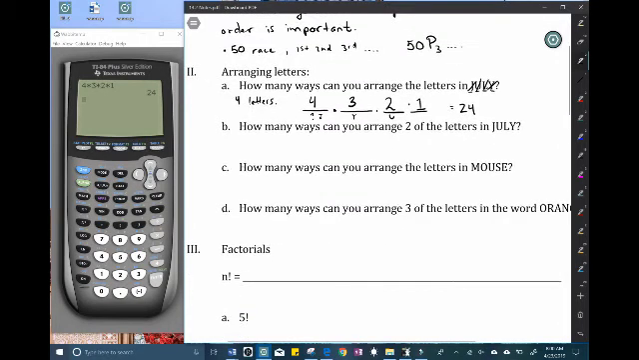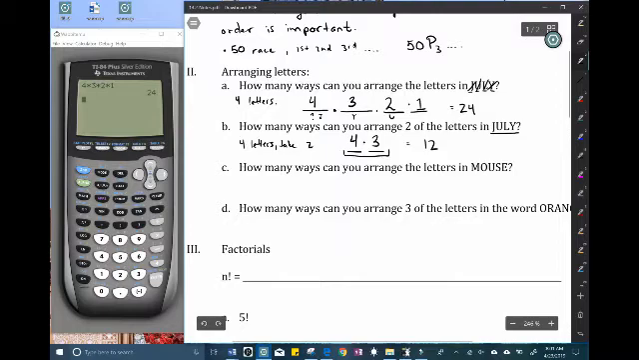Now let's say we just want to arrange 2 of the letters. Again, there are 4 letters total. We want to take 2, so we have 2 spots to fill. We have 4 options for the first letter, and then if we use one of the letters, we only have 3. So we just multiply 4 times 3, and that gives you 12 different ways.